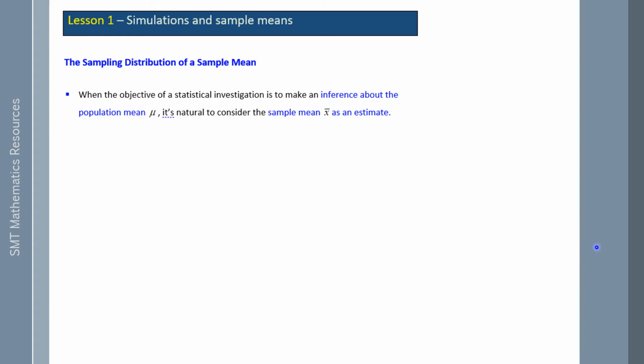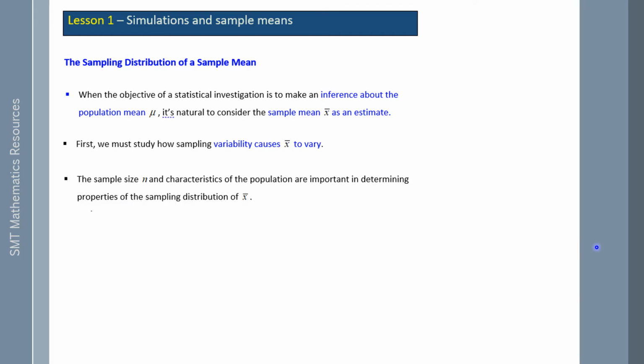Sampling distribution of a sample mean. The objective of a statistical investigation is to make an inference about the population mean mu. It's natural to consider a sample mean x bar as an estimate. First, we must study how sampling variability causes x bar to vary. Sample size n and characteristics of the population are important in determining properties of the sampling distribution of x bar.